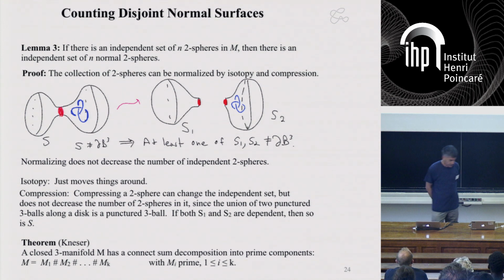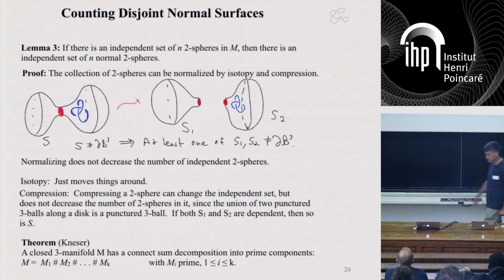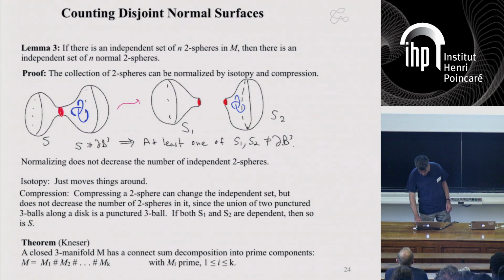So that, very rushed, was Kneser's prime decomposition theorem. And this was one of the basic theorems about three manifolds, certainly until the mid-50s.